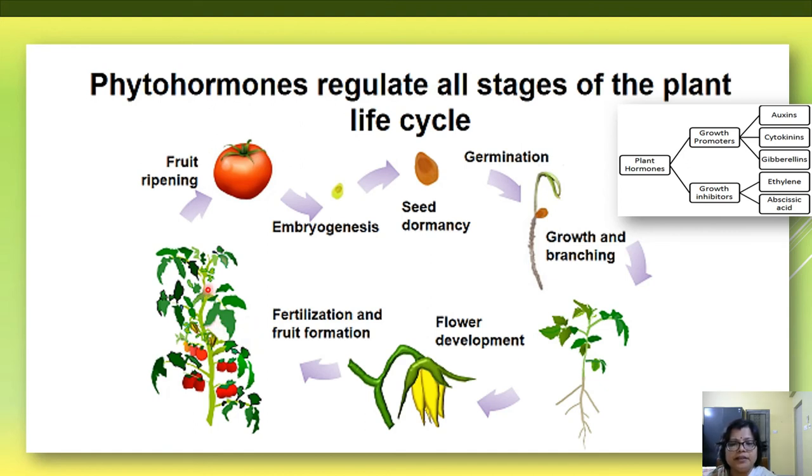Now the next part, that is the ripening of the fruit. Ripening of the fruit is carried out by the increased concentration of ethylene, and the cell enlargement of the fruit is carried out by the increased concentration of gibberellic acid. And regarding the activity of xylem and phloem, xylem differentiation is carried out by auxin, whereas phloem transport is initiated by cytokinin.